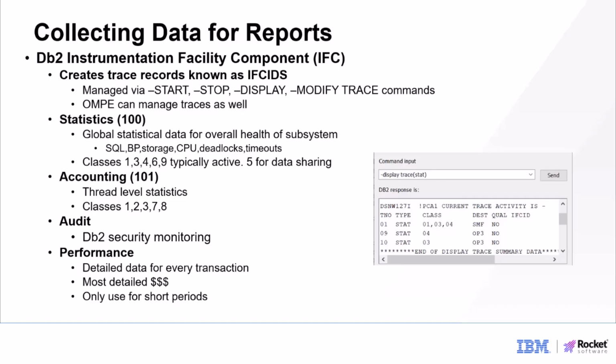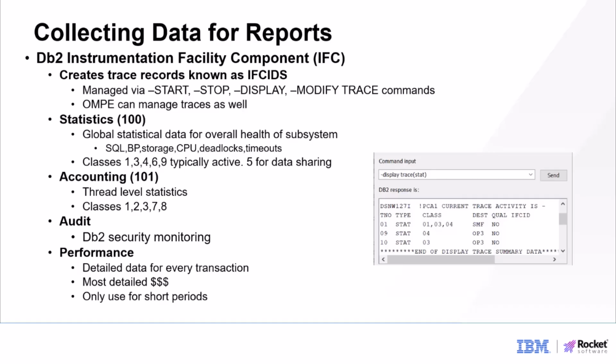But essentially, at a high level, the main trace classes that we're going to be using when we're generating our reports are, number one, your statistics class traces, and these are your global statistics, basically showing you the overall health of your DB2 subsystems. And these are typically running all the time. They're very low cost. They're going to show you things like general SQL activity, buffer pool activity, deadlocks, timeouts, etc.